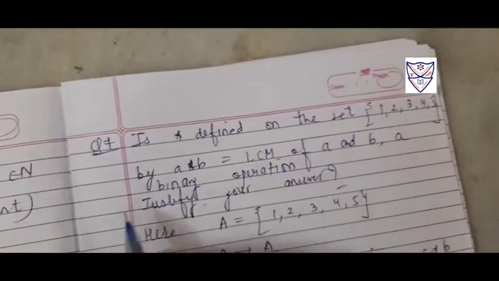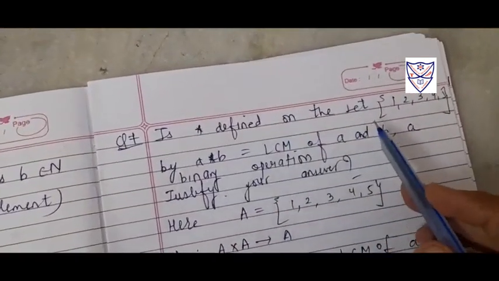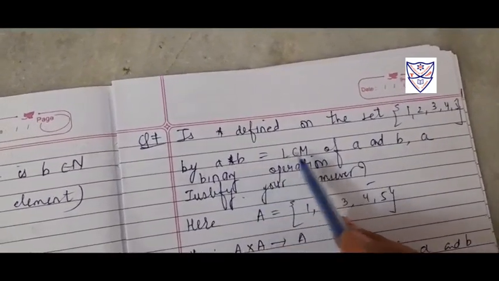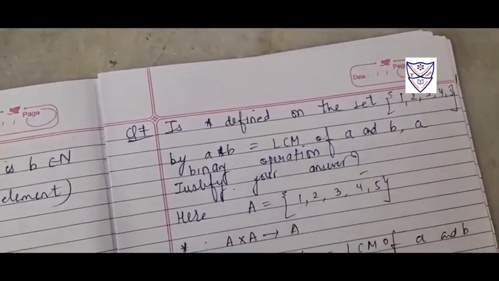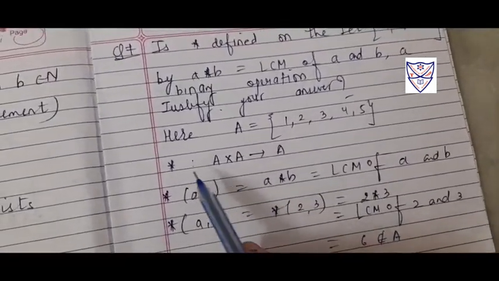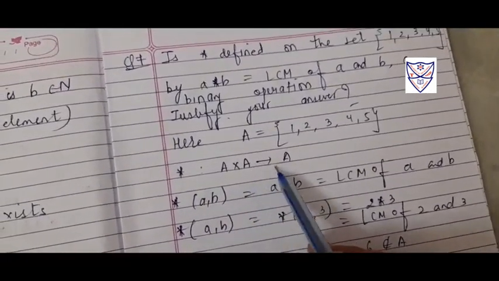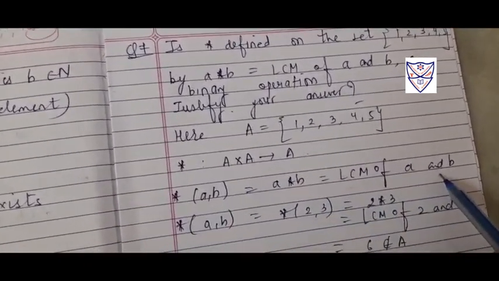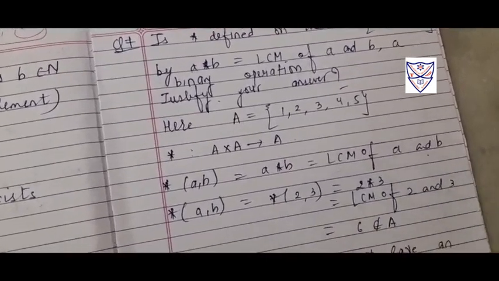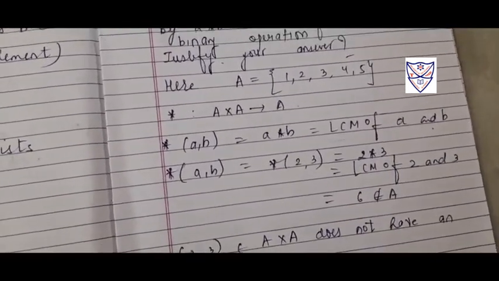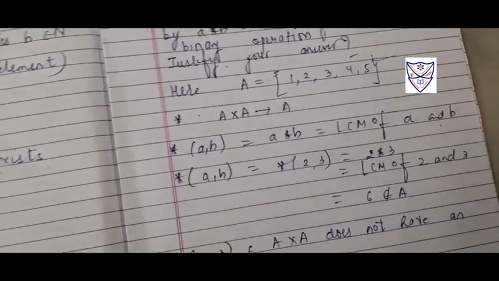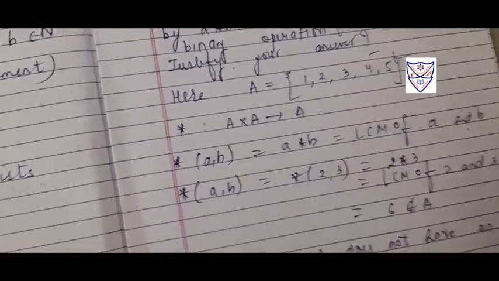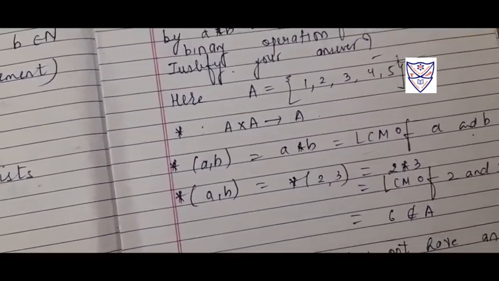Next question is 7. Is star defined on the set 1, 2, 3, 4, 5 by a binary b is LCM of a and b a binary operation? Justify your answer. So here the function is defined from A cross A to A, and binary on set A, a binary b is the LCM of a and b. So we'll take two elements 2, 3. So LCM of 2, 3 is 6, which does not belong to set A. So the 2, 3 which belongs to A cross A does not have any image in A. Therefore it is not a function, and it's not a binary operation.